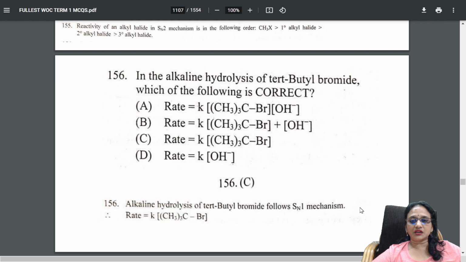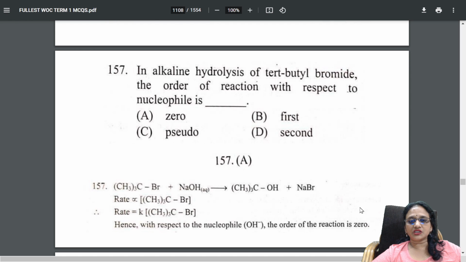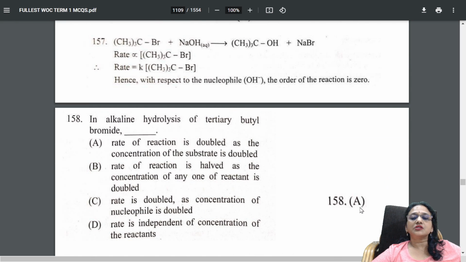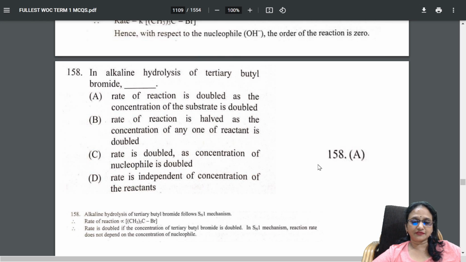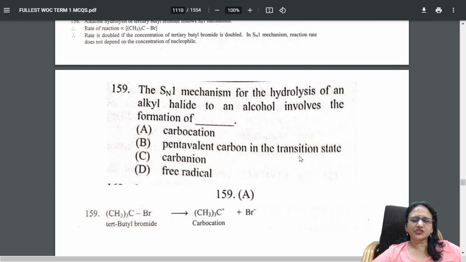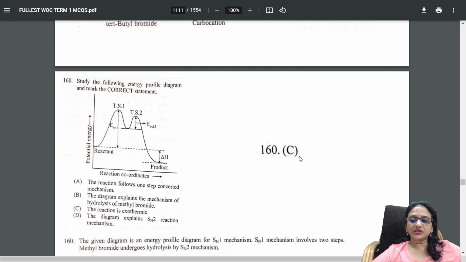This is again a question on SN1. Here they will ask you what the rate determining step is. Alkaline hydrolysis of tertiary butyl bromide: it depends upon what? Tertiary means they already know that in SN1, tertiary is more preferred. Further questions on SN1. An energy level diagram question is also given to you.